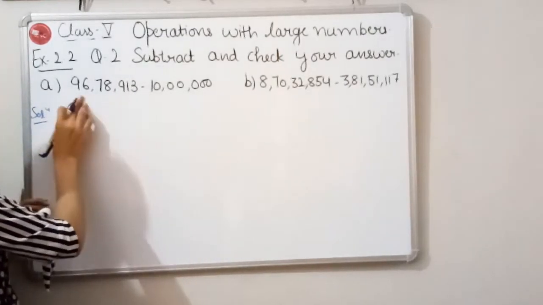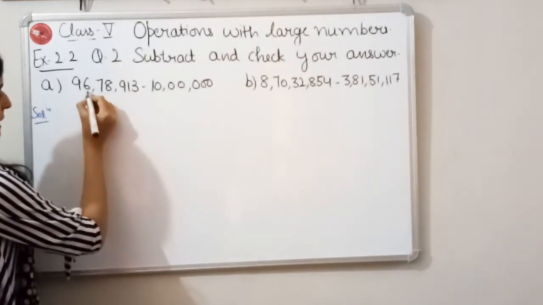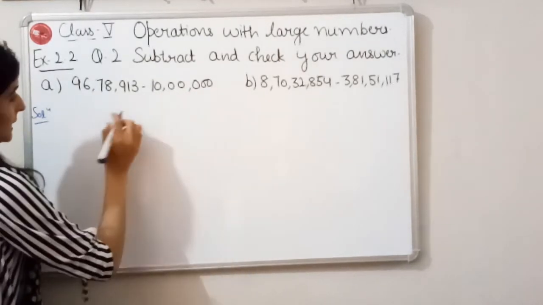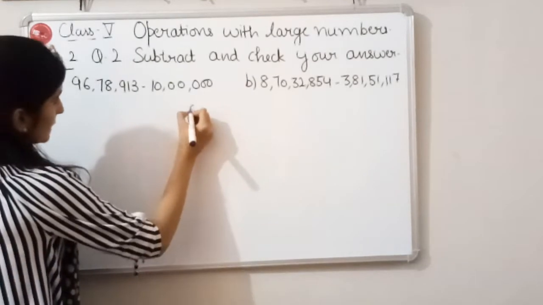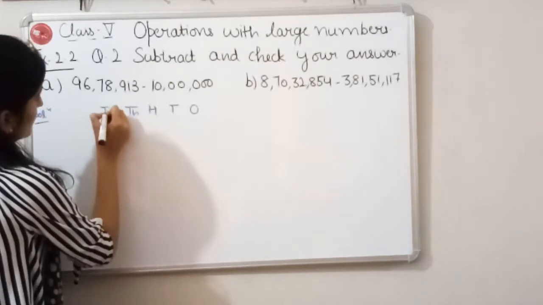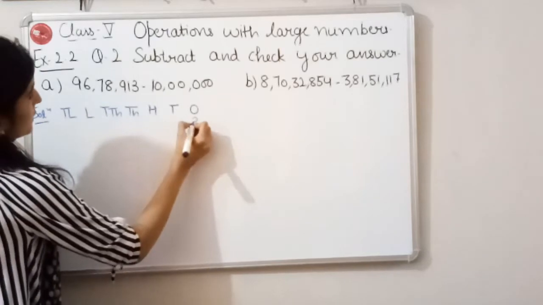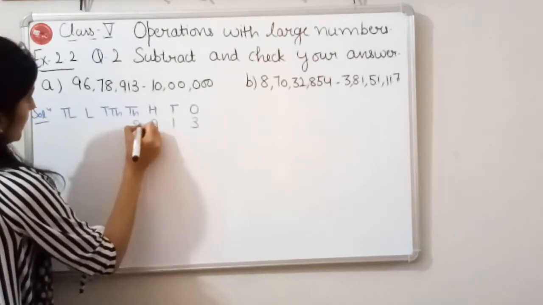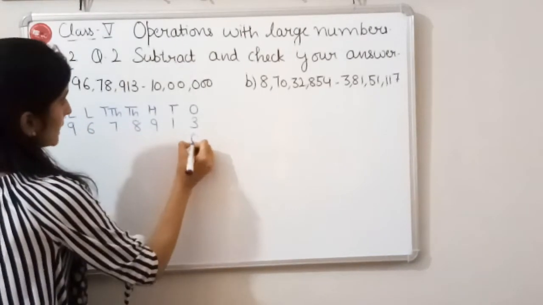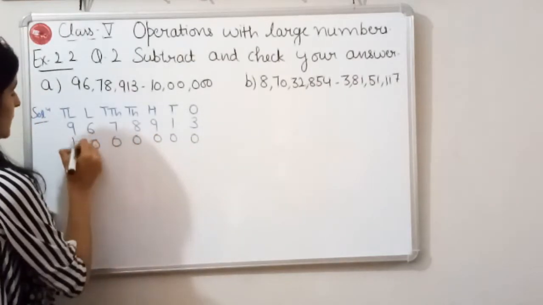Firstly we have to check till which place this number is there. Ones, tens, hundreds, thousands, ten thousands, lakh, ten lakh. So we have to write till ten lakh. So 3, 1, 9, 8, 7, 6, 9. Then 0, 0, 0, 0, 0, 0 and then 1.